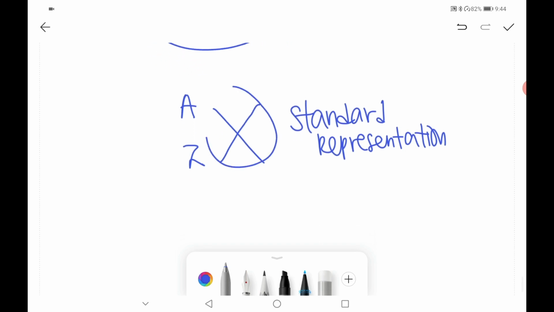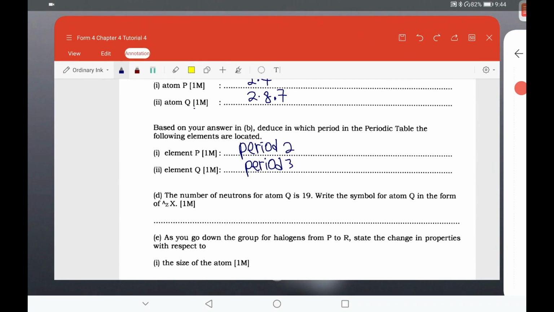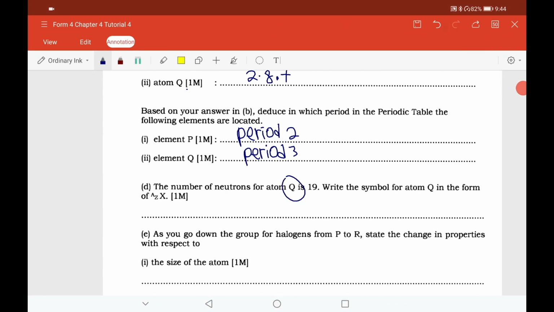So this X is the symbol that you need to use. Okay, so what is the symbol here? The symbol is Q. So the symbol is Q. We just put a Q in a big letter.